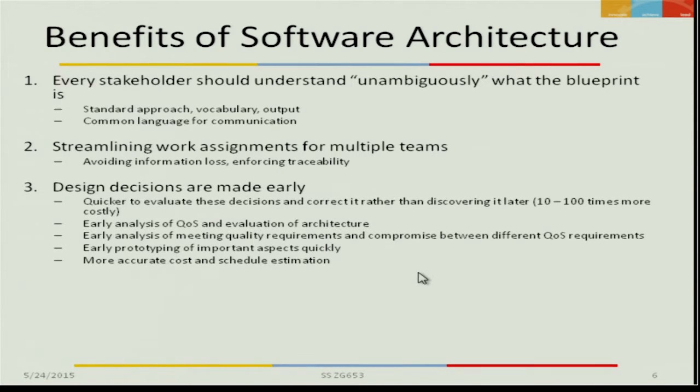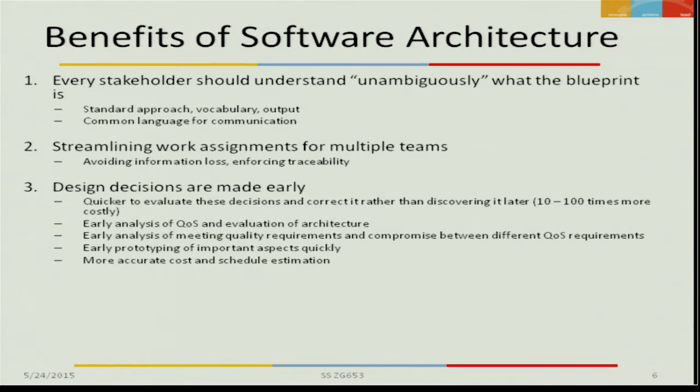Design decisions can be made early. This is a huge benefit, because if those design decisions are not made early, and if they are not evaluated and corrected later on, oftentimes there are problems and there is rework. At the architecture level, because it is at a high level, it is quicker to evaluate these decisions and correct them rather than discovering it late. As I said earlier, it takes 10 to 100 times more effort if it is discovered during testing or during deployment. It can be a disaster.